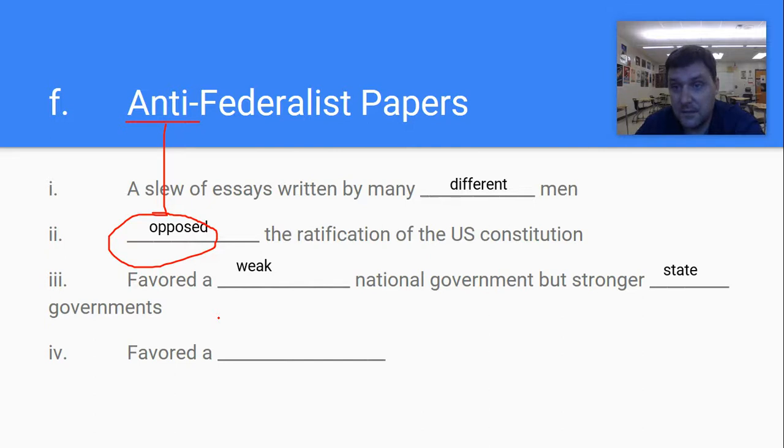Now they lost. They lost the debate because obviously the Constitution was ratified. So they lost, but they are influential in many ways. And here's one of the major ways they're influential. They demanded a Bill of Rights, and they got the Bill of Rights.